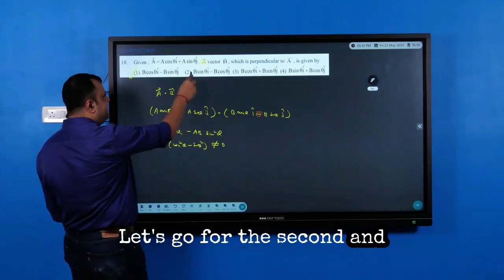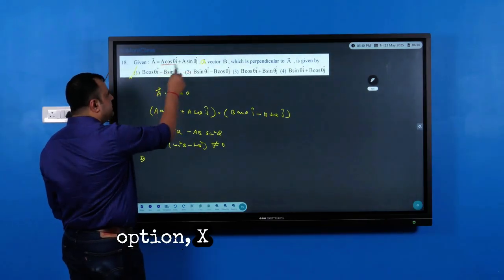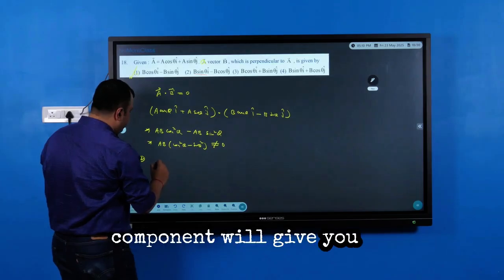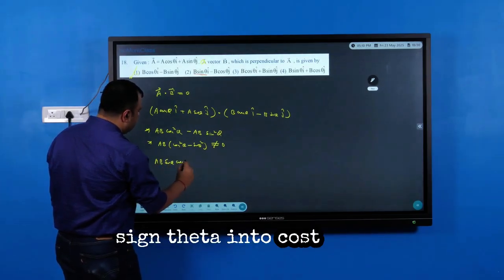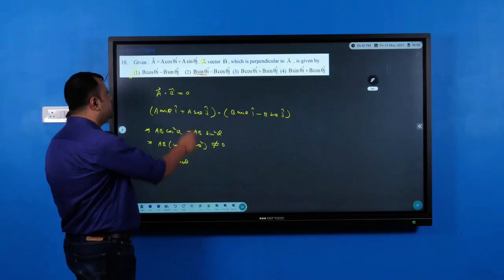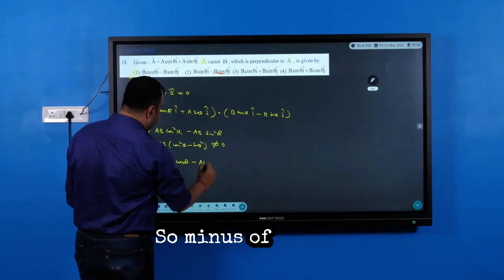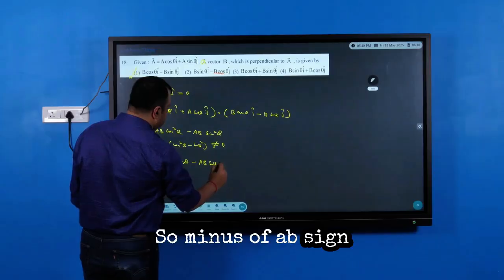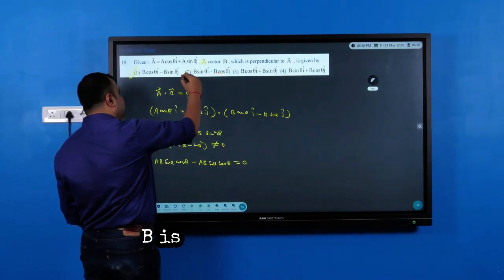Let's go for the second, and this time I'll directly multiply. So in case of the second option, x component with x component will give you AB sin theta into cos theta. And y component will be multiplied with y component. So minus of AB sin theta into cos theta. And this is becoming 0. So B is the right answer.